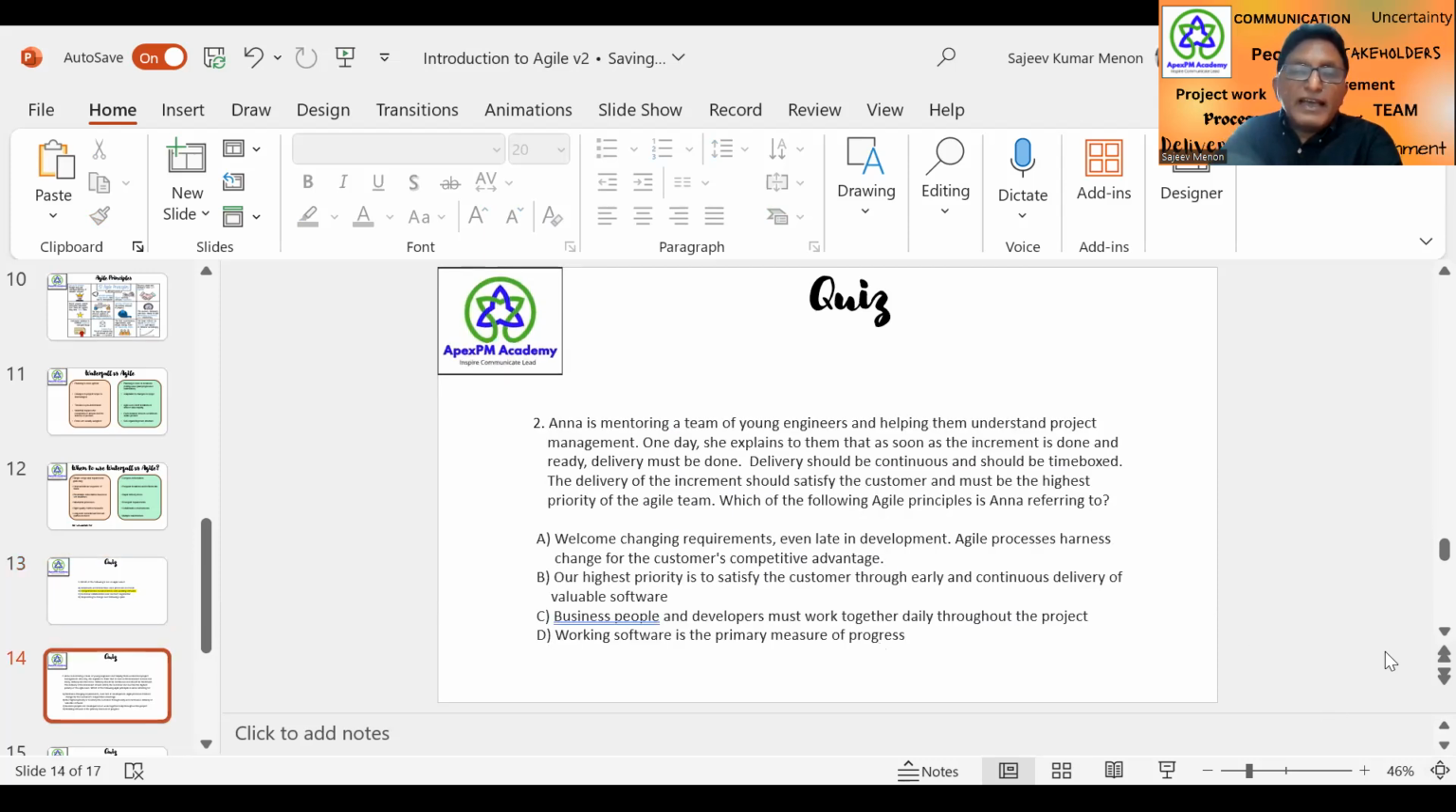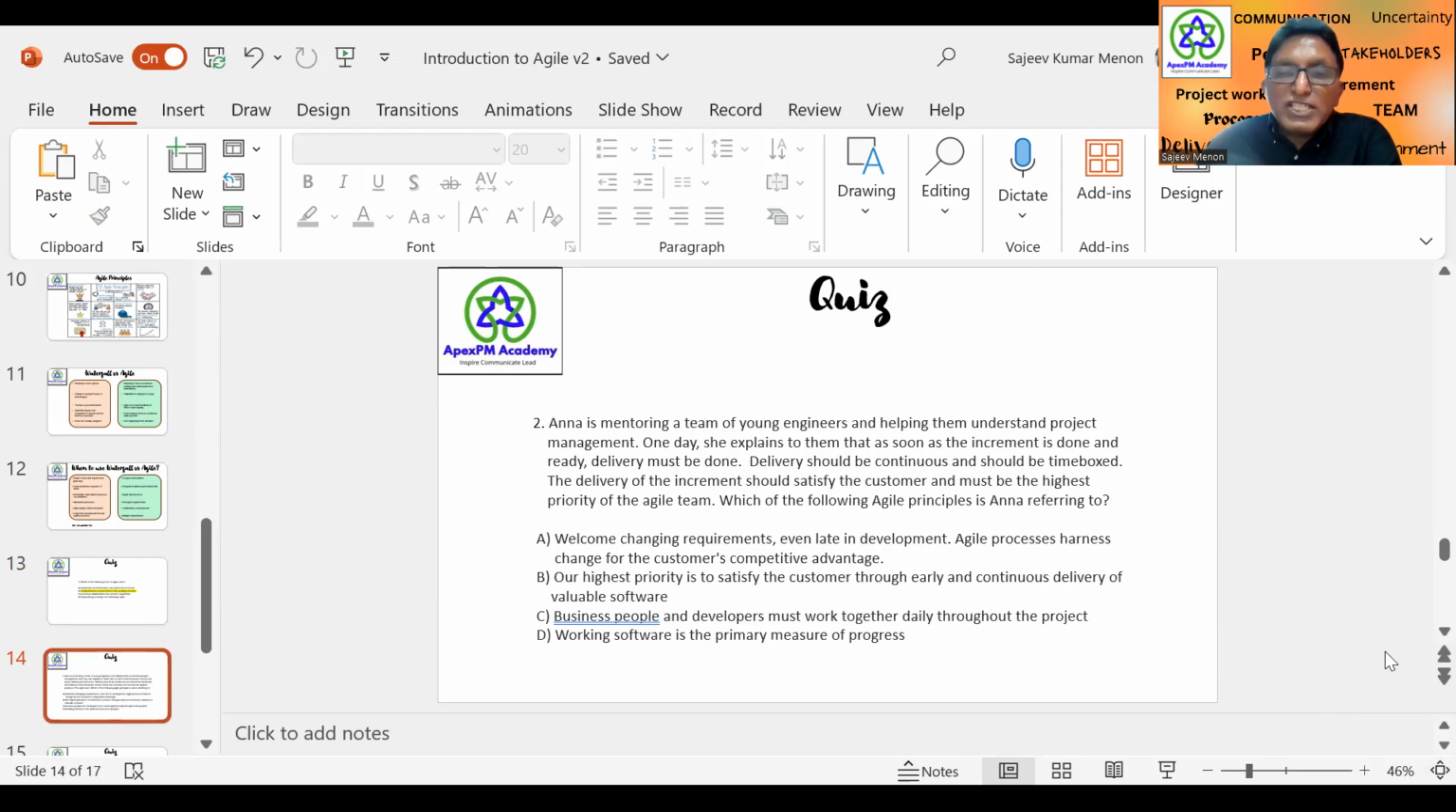Next question. Anna is mentoring a team of young engineers and helping them understand project management. One day she explains to them that as soon as the increment is done and ready, delivery must be done. Delivery should be continuous and should be time boxed. The delivery of the increment should satisfy the customer and must be the highest priority of the Agile team. Which of the following Agile principles is Anna referring to?